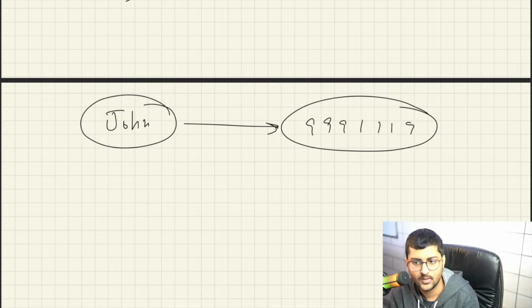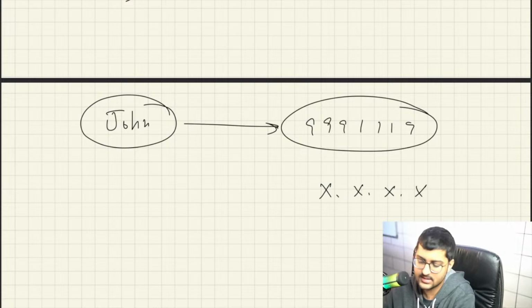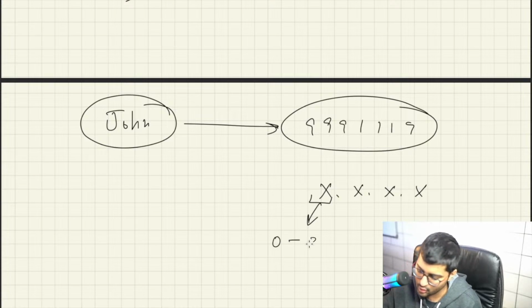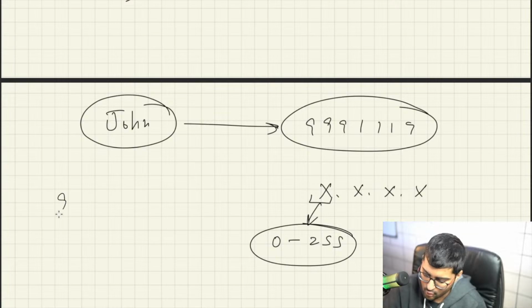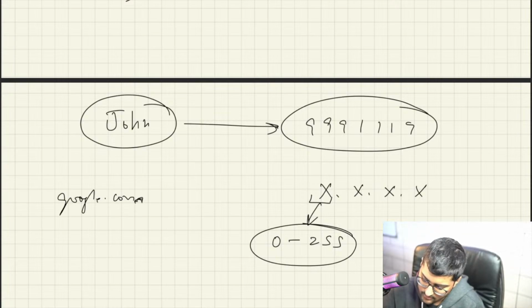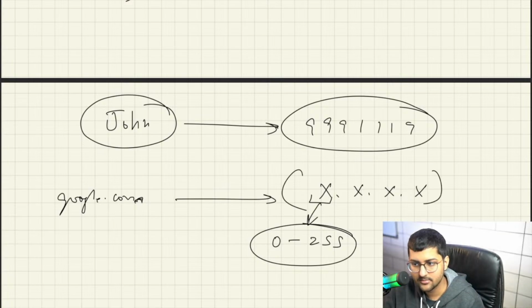Okay. IP address. For example, X.X.X.X. This is the format, and every single X can have a number from 0 to 255. When you write google.com, it will be resolved to a particular IP address. I hope it makes sense. What is an IP address? Okay. Sound good?